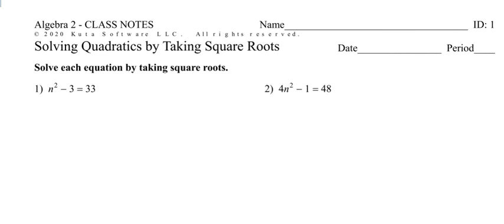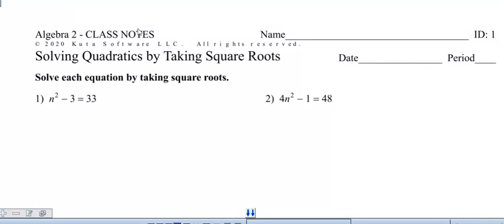In number 1, you might notice that there's only one variable in the problem. So, if you want to solve for a variable, the rule of thumb is that you will isolate that variable, get it all by itself. In order to do this, we're going to use the opposite operation. If 3 is being subtracted from n squared, we will add 3 to both sides so that we can remove the 3 on the left-hand side and move it to the right-hand side. Now we've got n squared equal to 36.